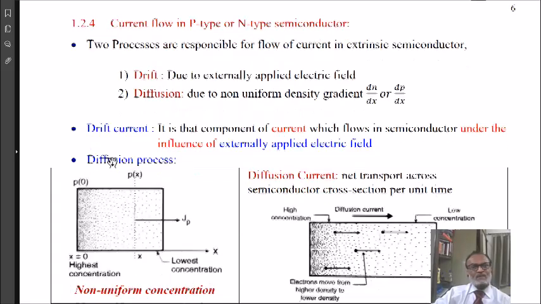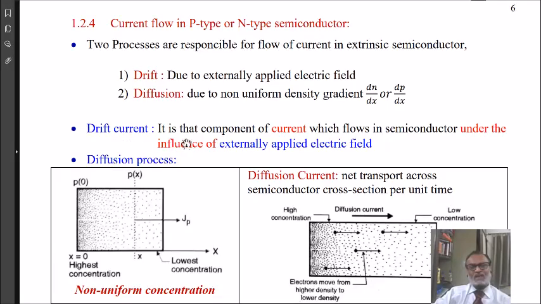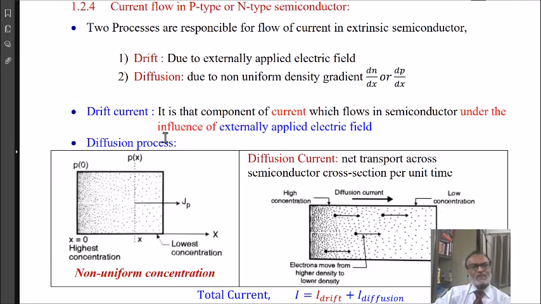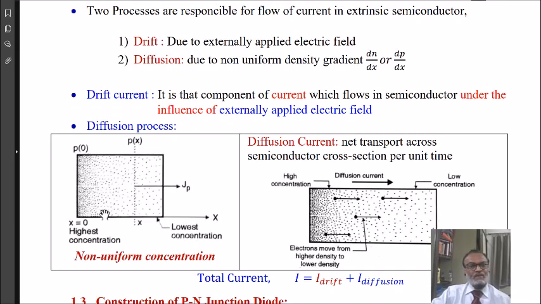Whereas in the diffusion process, we are not applying any external potential, but while doping, if the doping density is not uniform in the material, then there is a density gradient created in the material as shown. Wherever there is a larger density, the particles try to move from the larger density area to the lower density area. And due to this motion of the particles, due to potential energy difference, the current flows.